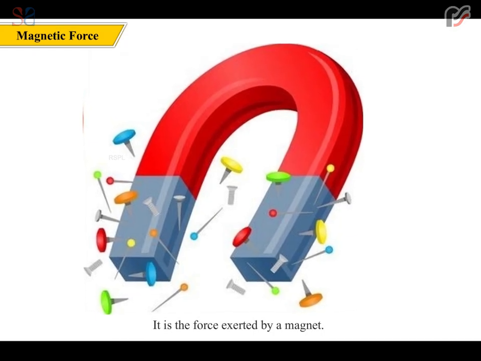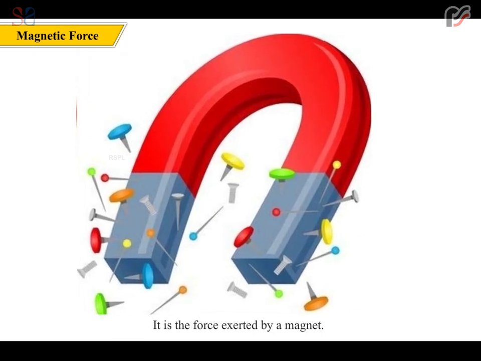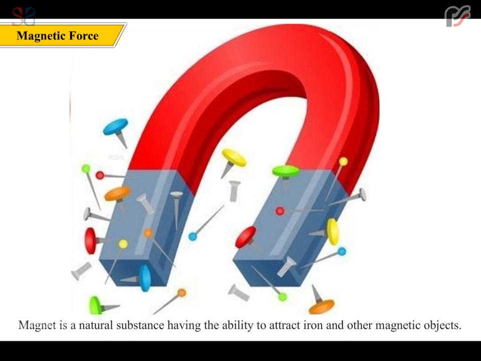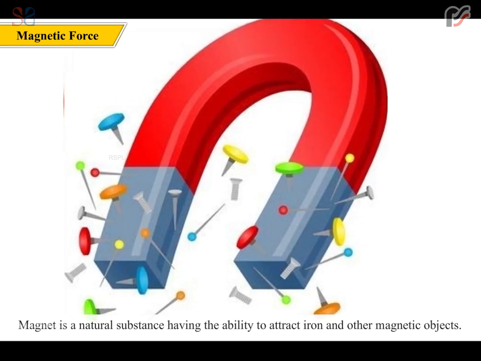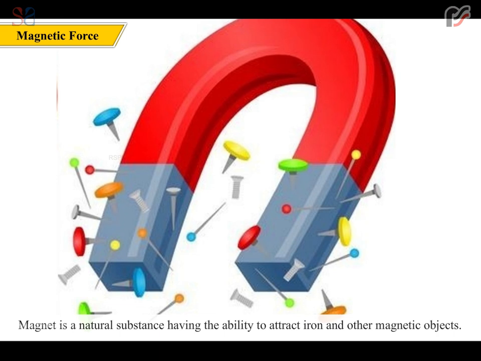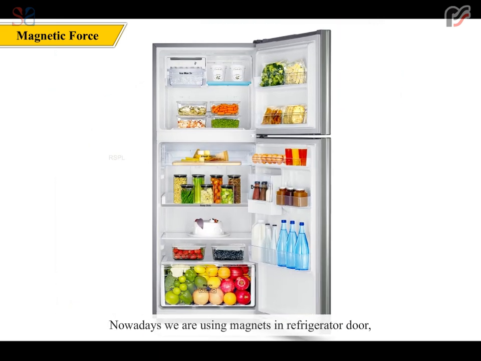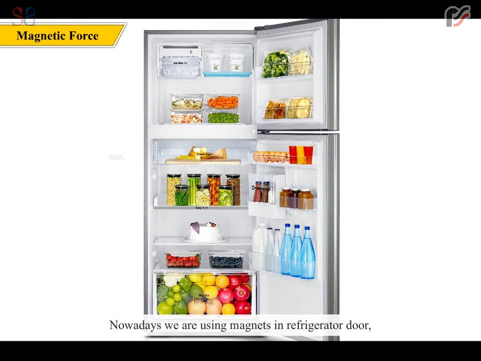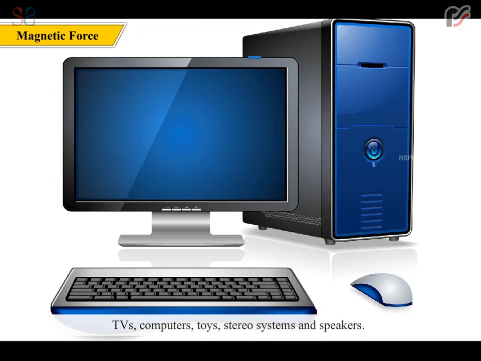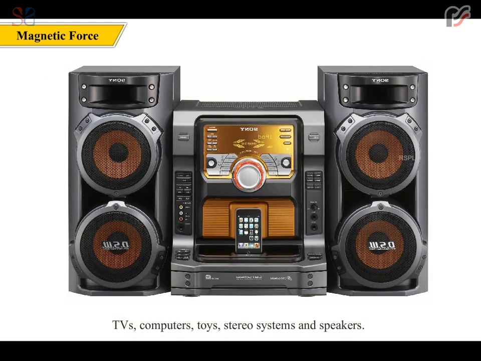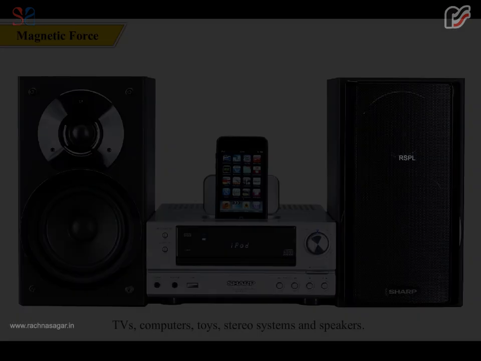Magnetic force. It is the force exerted by a magnet. Magnet is a natural substance having the ability to attract iron and other magnetic objects. Nowadays, we are using magnets in refrigerator door, TVs, computers, toys, stereo systems, and speakers.